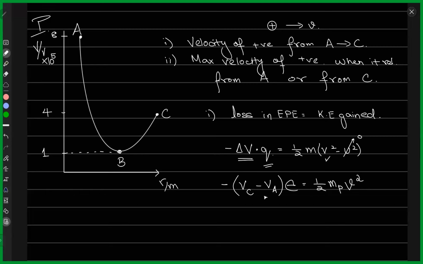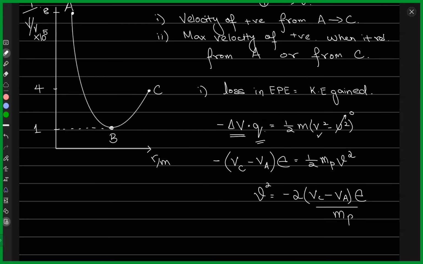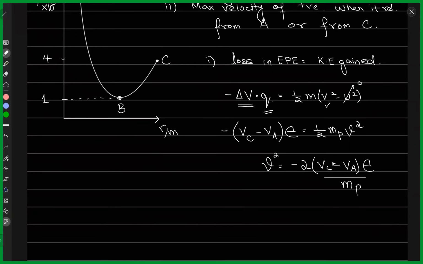So that means that the velocity of the proton squared is just minus 2 times (Vc minus Va) E divided by the mass of the proton. And to find the velocity, I'll just square root this thing. When I do this Vc minus Va, I'll get a negative number, and that negative will multiply with this negative, and it would become a positive. So you can take a square root of that thing, right? Because it would eventually become positive.